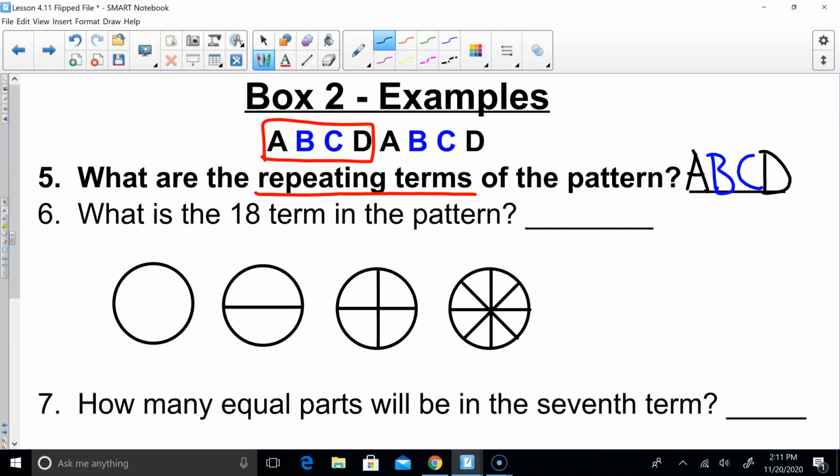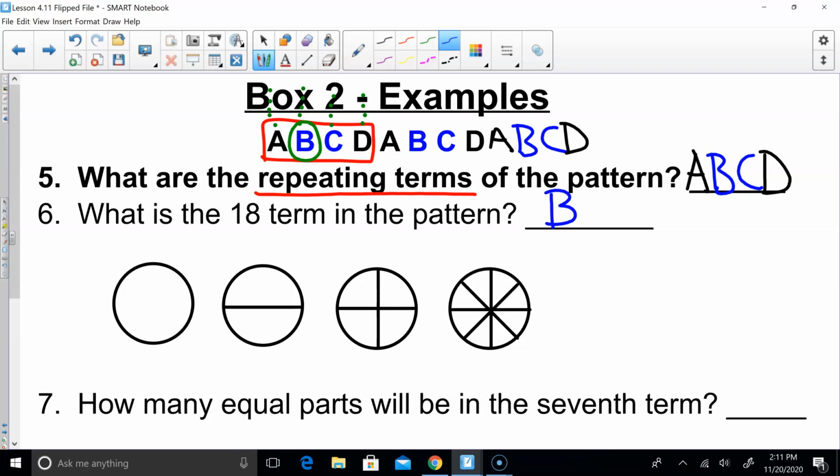The next one, what is the 18th term in this pattern? So this is going to repeat over and over and over again, that same pattern. So I could write this out, A, and then B, C, D, and continue that until I get 18. Or I could use this strategy of saying, okay, 1, 2, 3, 4, 5, 6, 7, 8, 9, 10, 11, 12, 13, 14, 15, 16, 17, 18. So the 18th term would be a blue B.